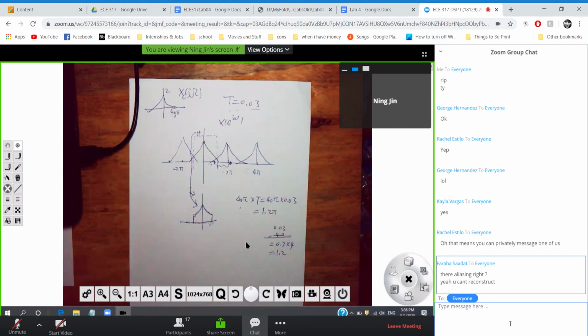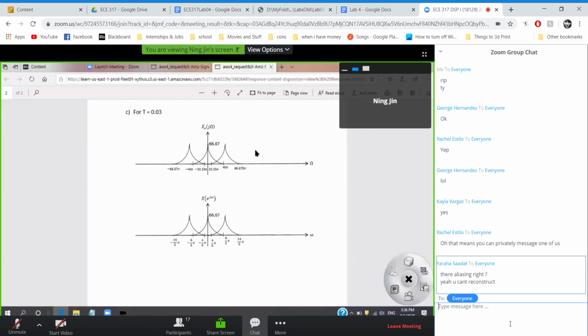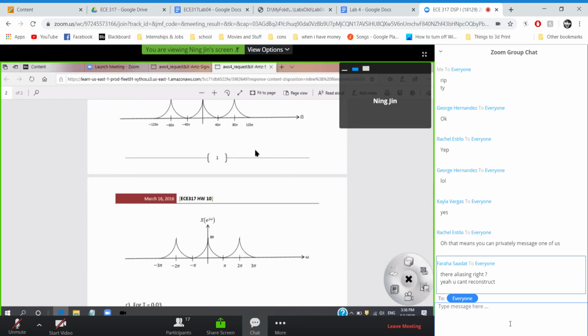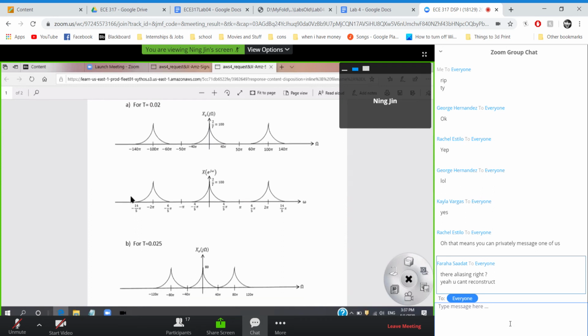Right, so this is the case you can restore. In this problem, we have three cases. This is the first case. In the first case, each copy is totally separate. So you can restore it just by a low pass filter, and you can get the original signal. And now this T is 0.02. This is the smallest T.